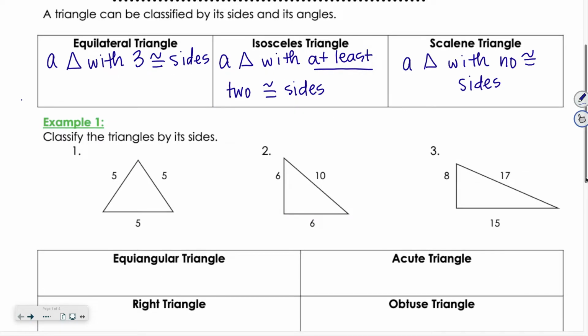So we get to our first section and we see number 1 is equilateral. And we see 2 is isosceles. And we see 3 is, is 3 something else too? It's a right triangle. What do we know about 8, 15, and 17? It's a Pythagorean triple. So we should know right off the bat that number 3 is also a right triangle.